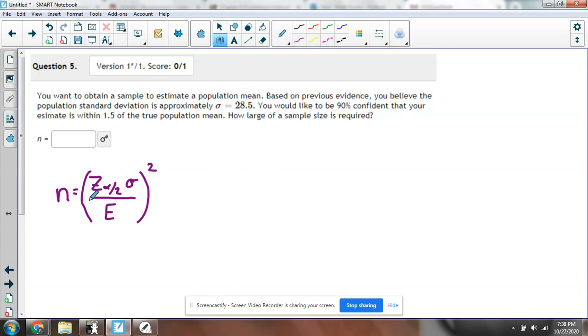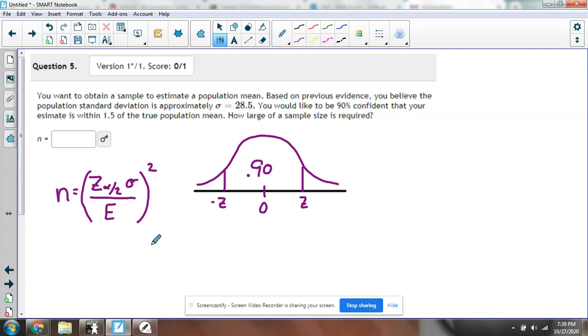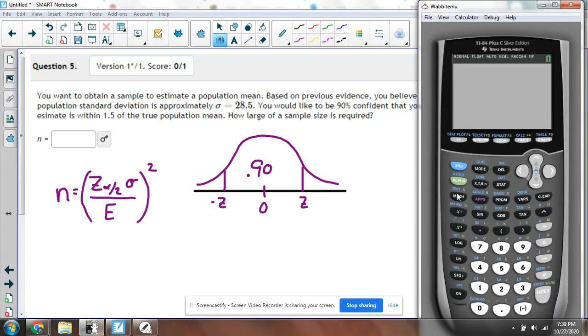So the first one's going to be z of alpha over 2. And that's going to be the z value that cuts off the middle 90%. Let me start by drawing my normal curve, like that. This is z, so the middle here is 0. So I want to know what this z value is, or this z value. It doesn't matter, just one of them. This is basically negative z. That cut off the middle 90%. So 0.90. So I'm going to use the inverse normal to find that value.